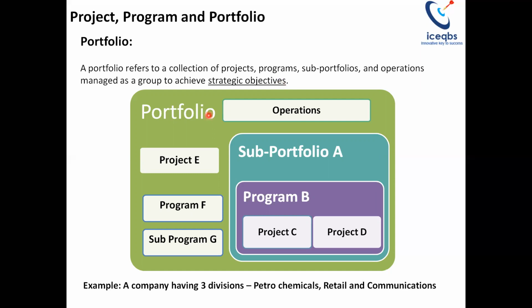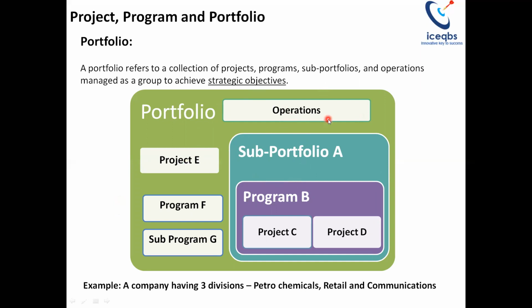In a portfolio or a company, there can be many sub-portfolios. Within the sub-portfolio, programs will be running, within the program we'll have sub-programs, and within the sub-programs we'll have interrelated projects. In addition to that, we can also have independent projects, independent programs, and independent sub-programs running, and also the operations are continuously running.